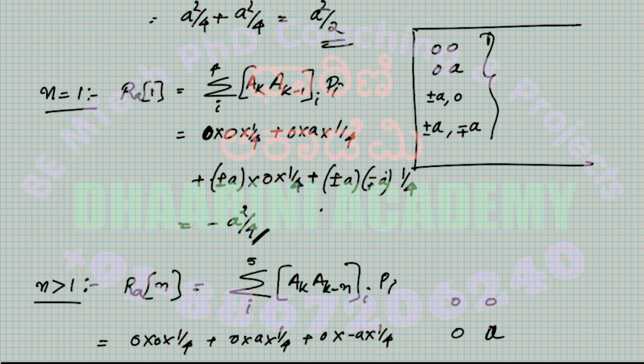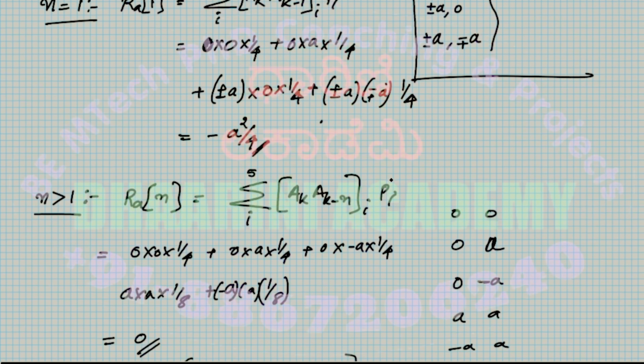First 2 terms will cancel. 3 terms will get cancelled. Only the 4th term will give you minus of A square by 4. The minus comes into picture because the first one is A, the next one will be minus A. So first one is minus, next one is plus. So either of them you consider, I have a minus coming out. So that is minus of A square divided by 4.